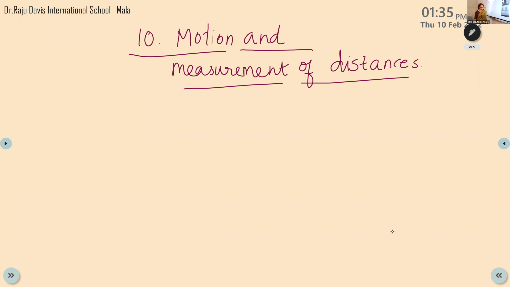So, I think you can give one example. You already learned. What is the example of that one? Motion of light, isn't it? Motion of light. So here we can write the definition of rectilinear motion: motion in a straight line.